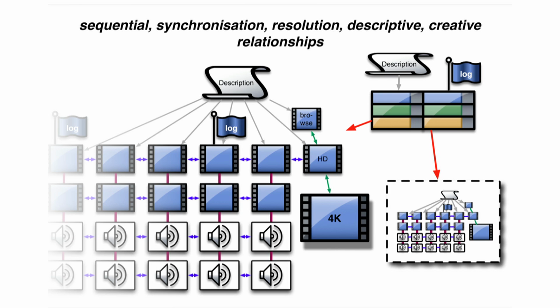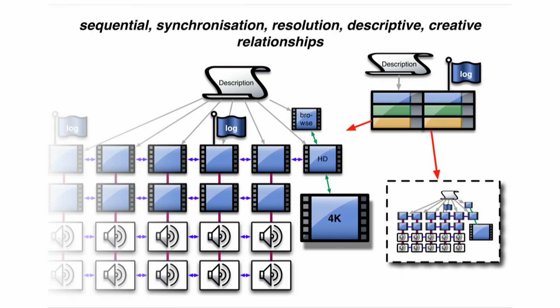These are sequential relationships, the order in which our frames play; synchronization relationships, which might be the synchronization of video and audio content, the left eye, right eye of stereo material, or multiple cameras at a sports event. We also have resolution relationships, whereby a 4K picture might also be coded as an HD picture, which might also be available in a browse format. It's the same picture, it's just at a different resolution or using a different codec, and we represent that relationship within our systems.